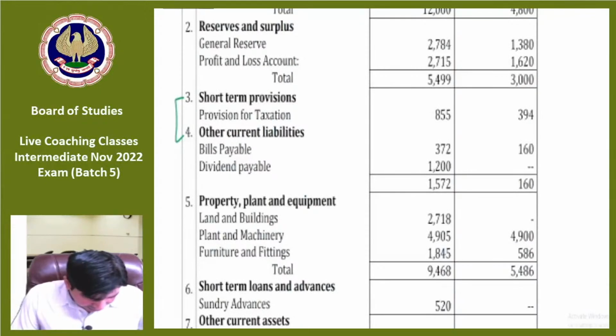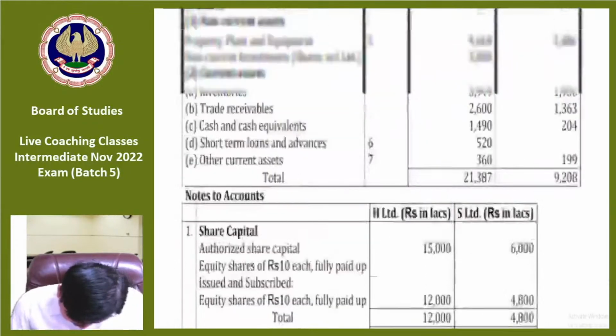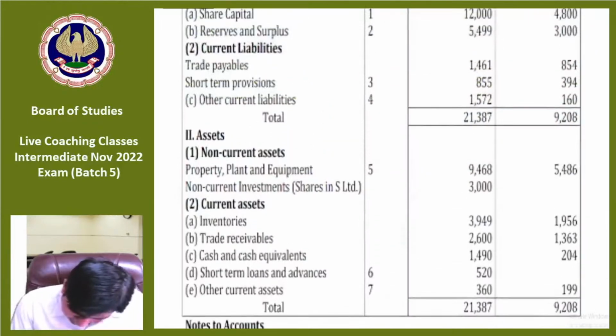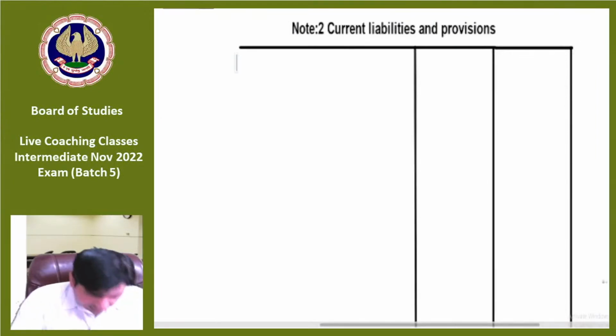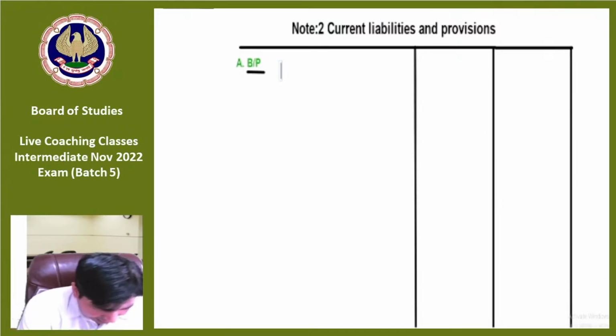Provision for tax, bills payable, trade payable, and trade payable is also there, I think. In the balance sheet, yes, here are trade payables. Okay, beta. So 1, 2, 3, and 4. Bills payable. Okay, and here you will be having bills payable for both, those of H Limited.